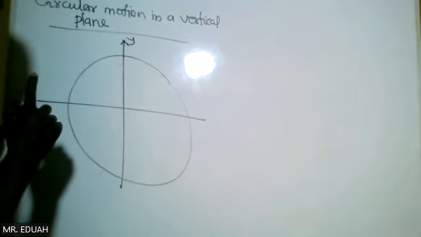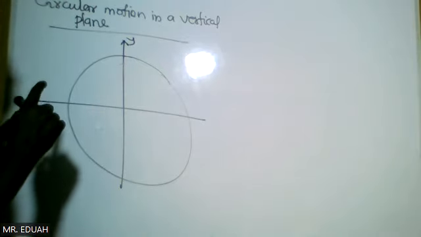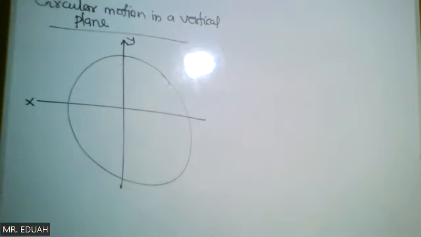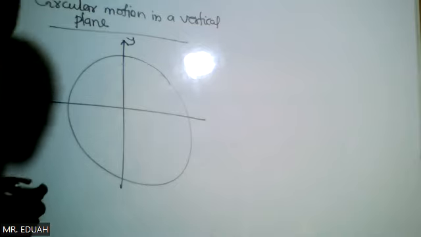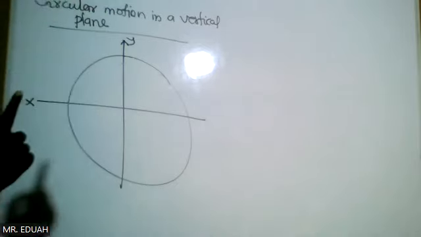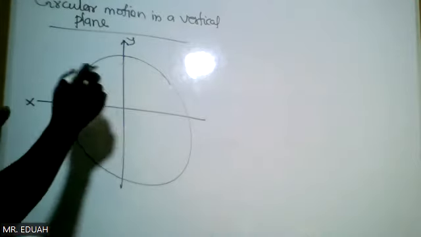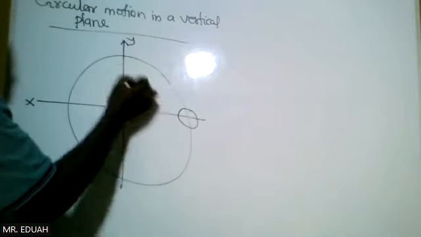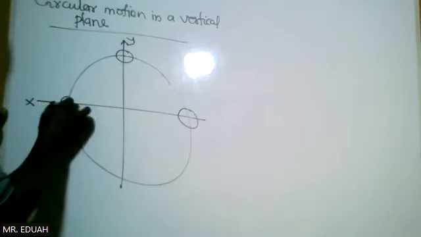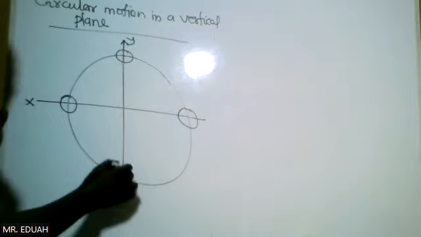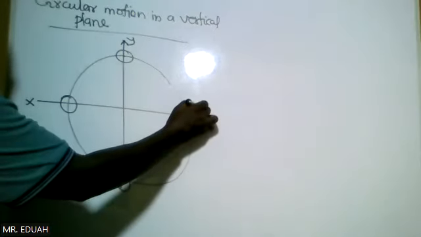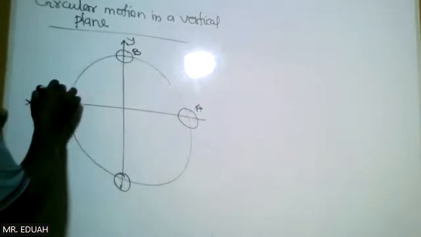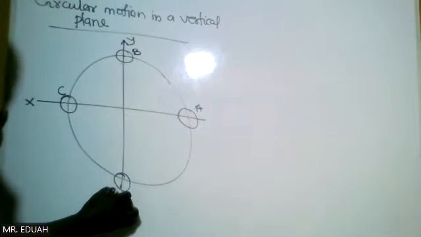Now this is a non-uniform circular motion, but at your level, it is treated as if it's a uniform circular motion. We look at what happens to the tension within the string at any position A, B, C, D.